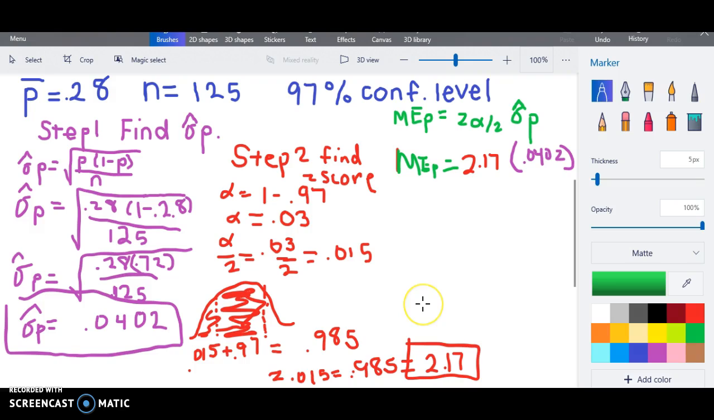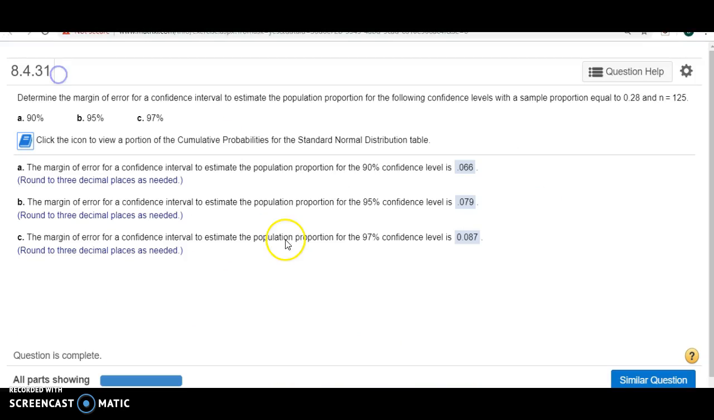So if you multiply 2.17 times 0.0402, trying to find a color over here that we haven't used. The margin of error for the proportion, we're going to round to the third decimal place. It is going to be 0.087, and that would be your final answer. Let's go back to the problem here. 0.087 is your final answer.